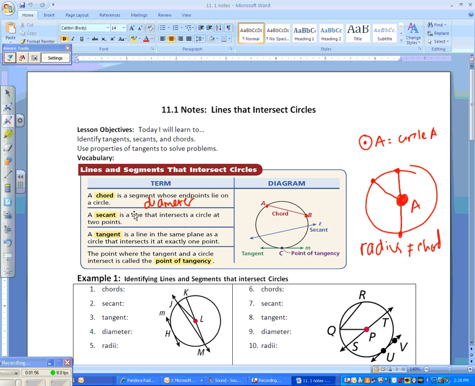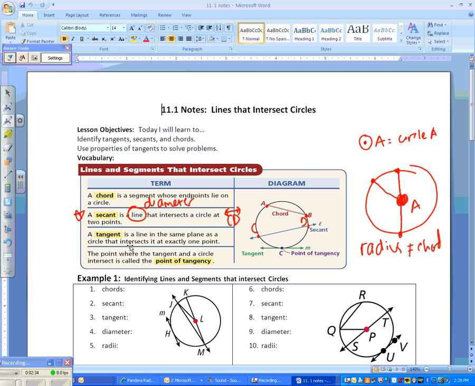A secant is a line, and I want you to circle line because that's important. A line is different from a segment. A line keeps going. So if you notice the blue line L, this is a secant because it touches the circle twice, but it keeps going. That's really important, and that's the difference between a chord and a secant. Chord stops, secant keeps going. And remember, for a line we use those arrows to denote it. So let's call these points C and D. To name a secant, you would say CD, and make sure you have those arrows. Super important you put the arrows on it.